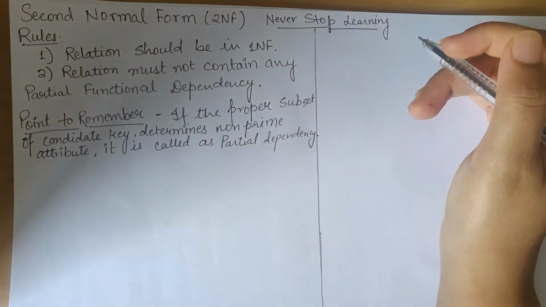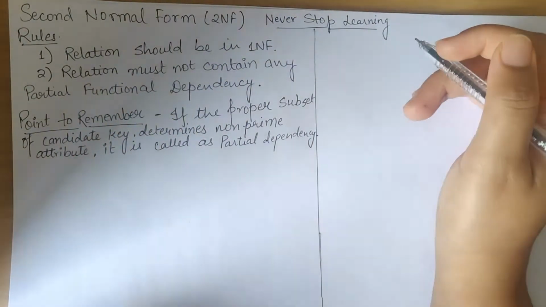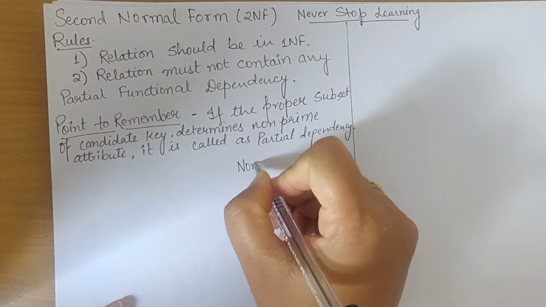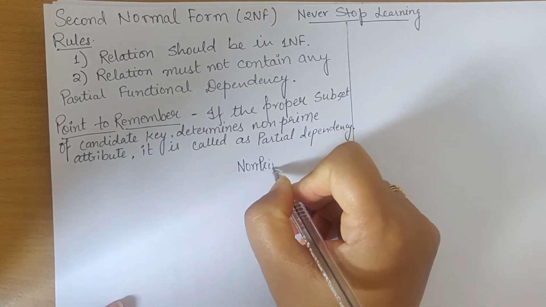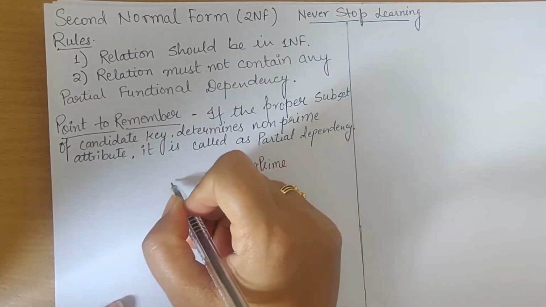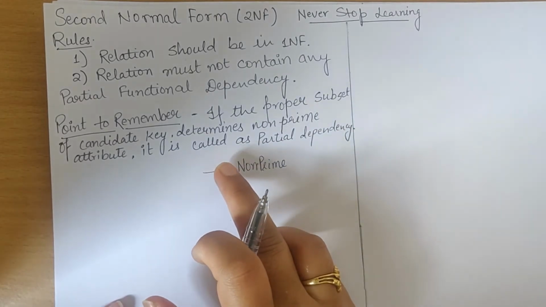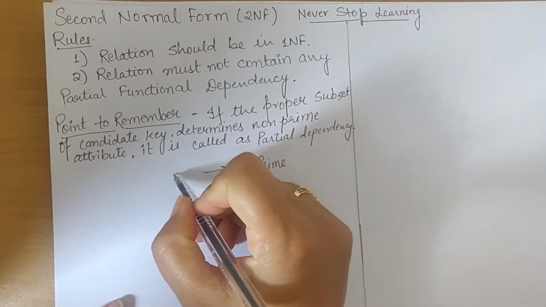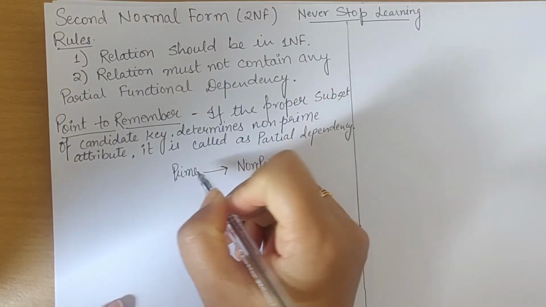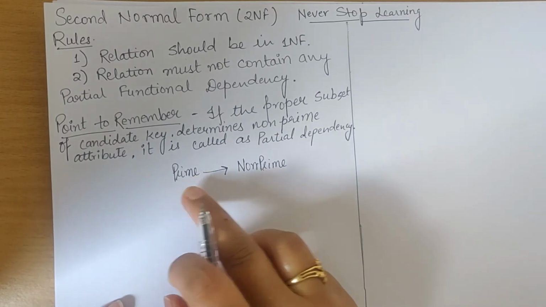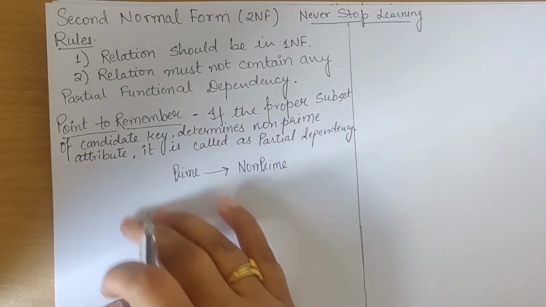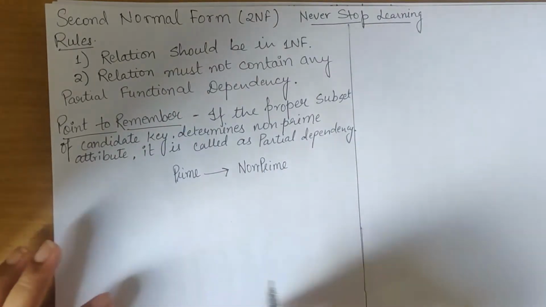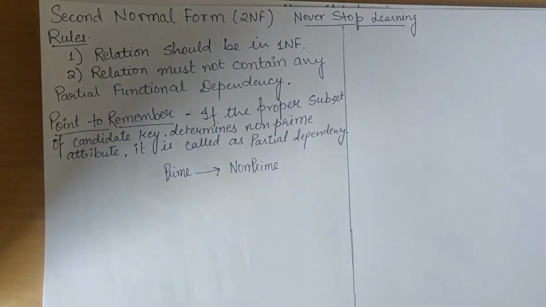So if I write it like this, no non-prime attribute should be functionally dependent on any proper subset of a candidate key, and those who are part of a candidate key are known as prime attributes. Remember? So if a prime attribute determines a non-prime attribute, I will say that this is a case of partial functional dependency.